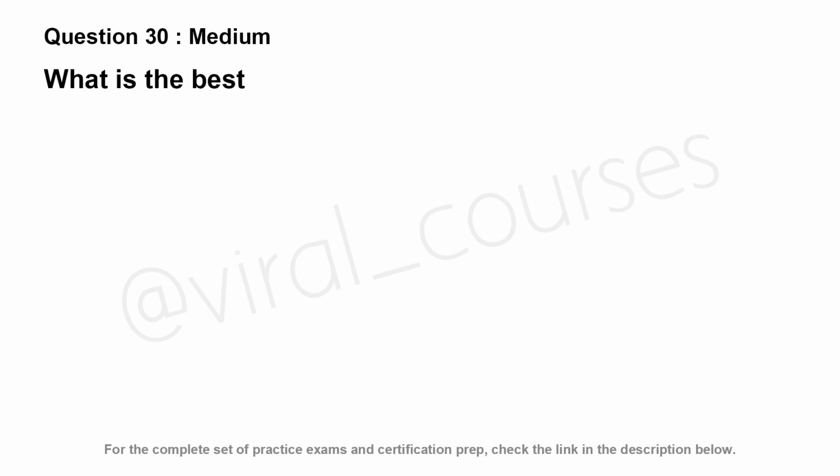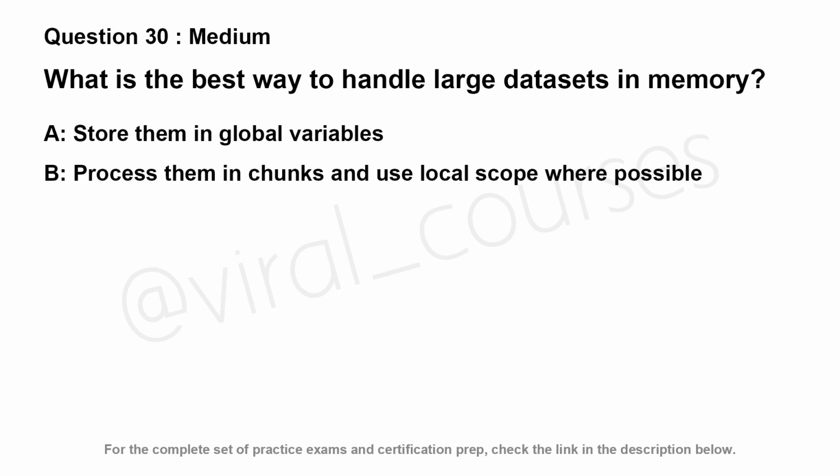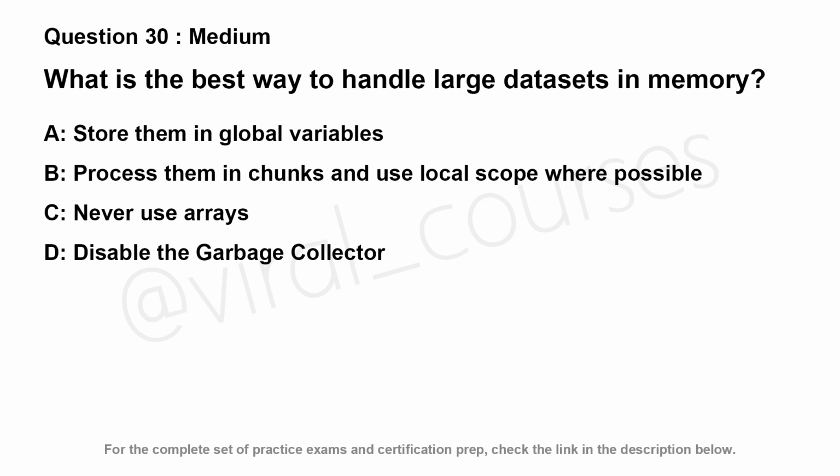What is the best way to handle large datasets in memory? Option A. Store them in global variables. Option B. Process them in chunks and use local scope where possible. Option C. Never use arrays. Option D. Disable the garbage collector.